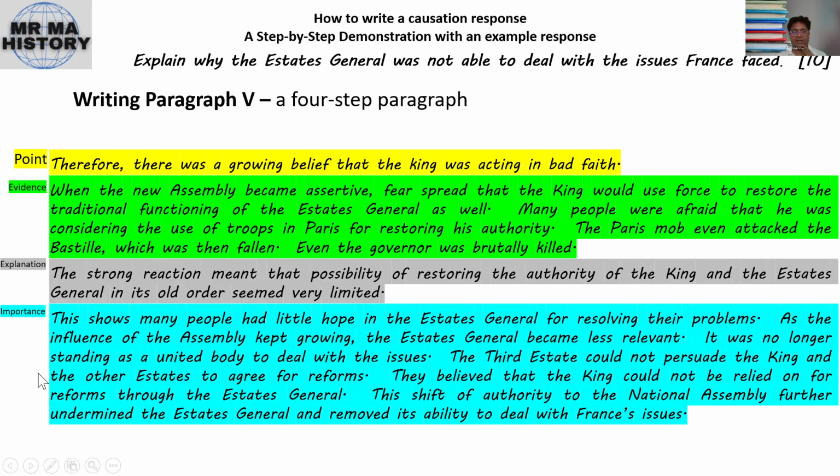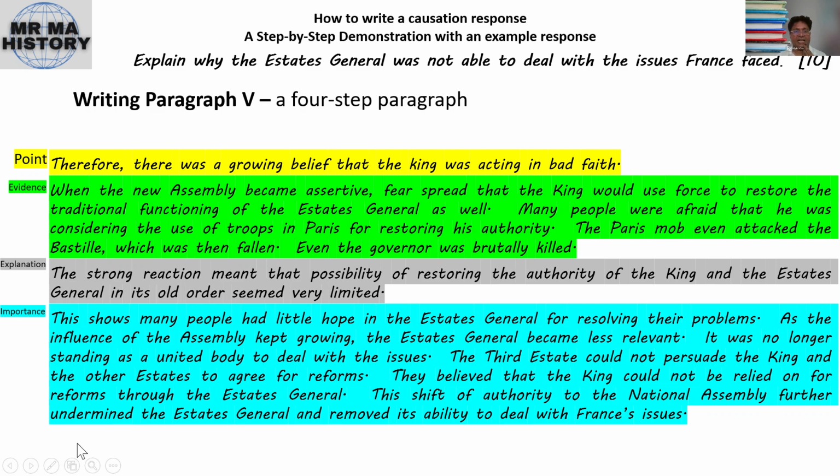Now, there is no link. I haven't added any link to this paragraph. Why? Because this is the final reason that I have added to this response. There is no other reason that would come after this paragraph. So that is why this is a four-step paragraph: point, evidence, explanation, and importance. No link. Why? Because there is no next paragraph.